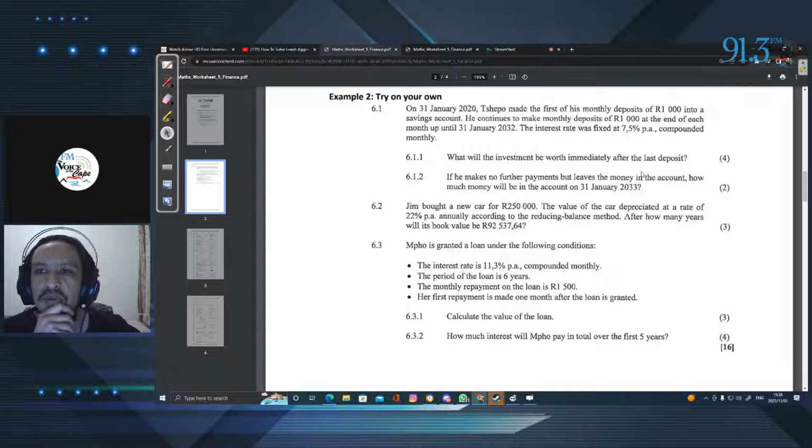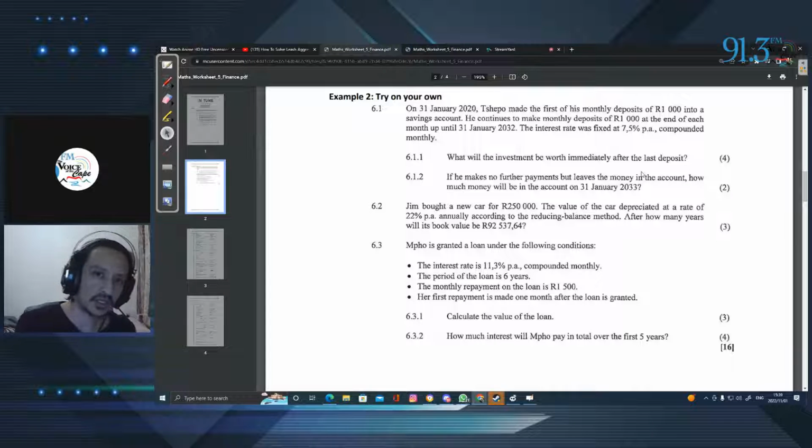Interest rate was fixed at 7.5% compounded monthly on the 31st of January 2020 to the 31st of January 2032. That is 12 years exactly. I mean, from January to January is a year. No, it's from the 31st of January to 31st of January 2032. Let's just think about this. From January to December is 12 months. So if it had to go to December 2031, then it would have been 12 times 12, apparently. So there's an extra month available that was paid for.